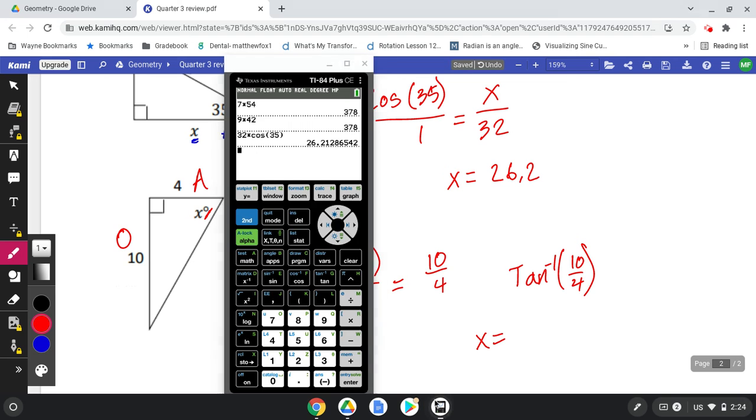So remember, to get this, you have to be on your calculator, do second tan. That gets us the inverse tan. 10 divided by 4, close the parenthesis, hit enter, and we get 68, if we round, 68.2 degrees as our answer for that angle.